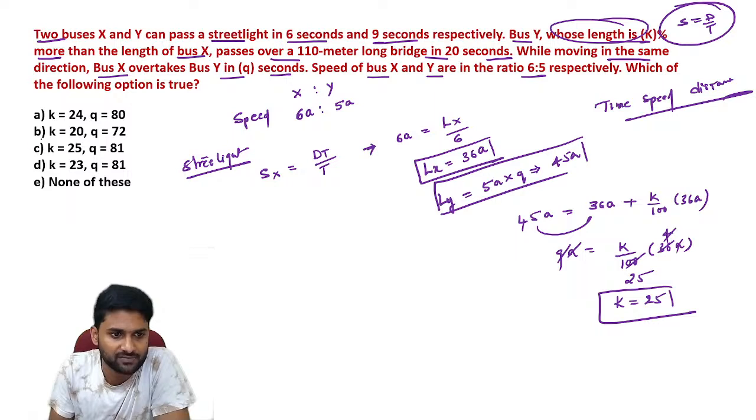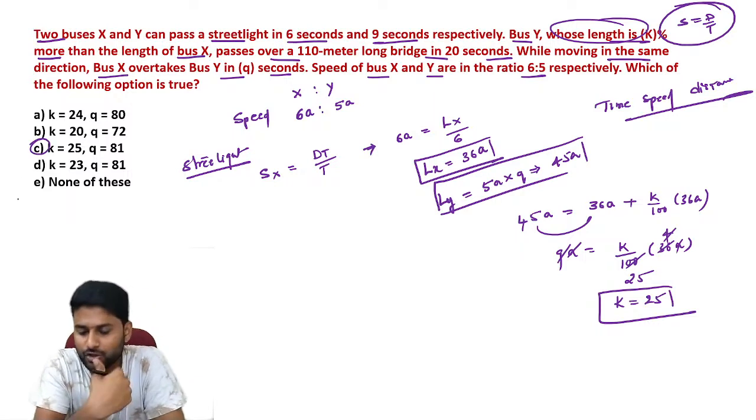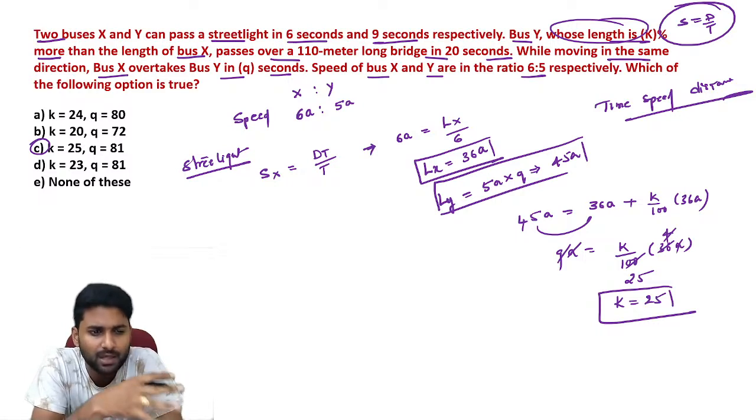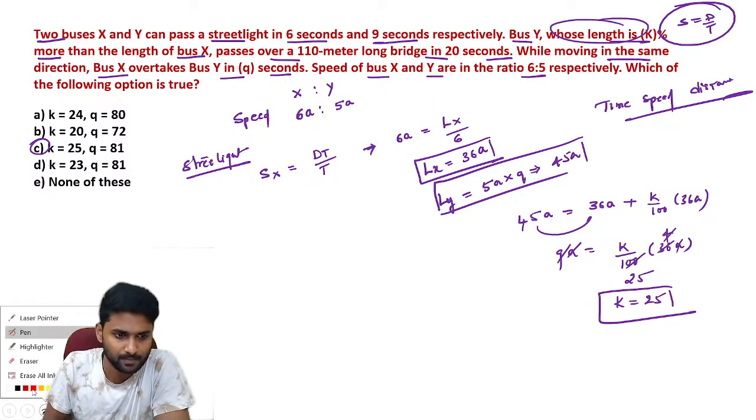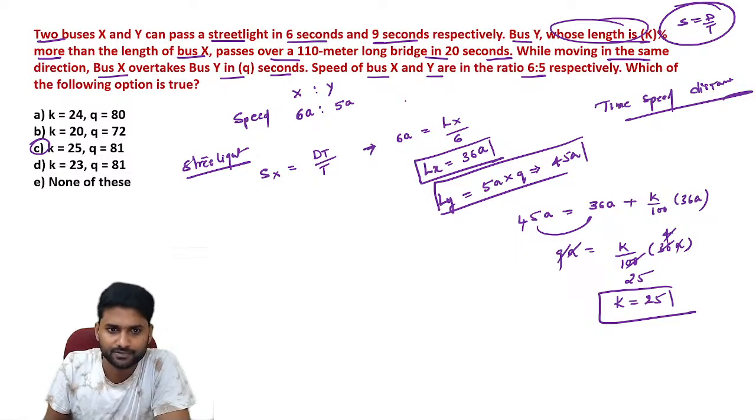Let's check the options. Yes, we have k is equal to 25. But we are not sure whether q is 81 or not. You have to calculate, because we have none of these. If you don't have none of these, based on the k value, you can choose the option. But we will continue the concepts here. So we got the k value.